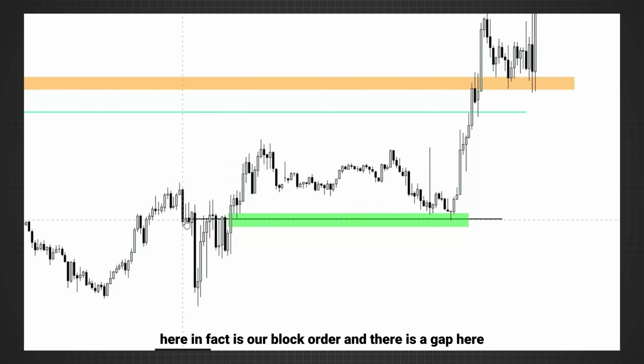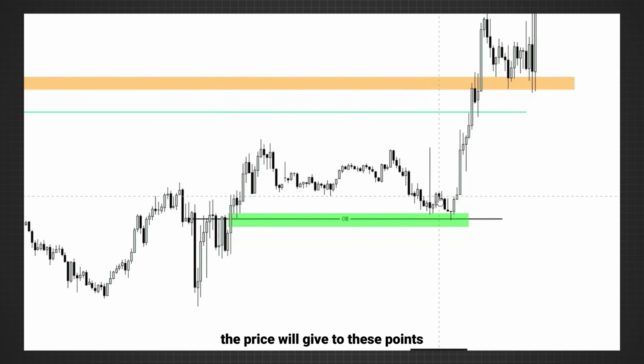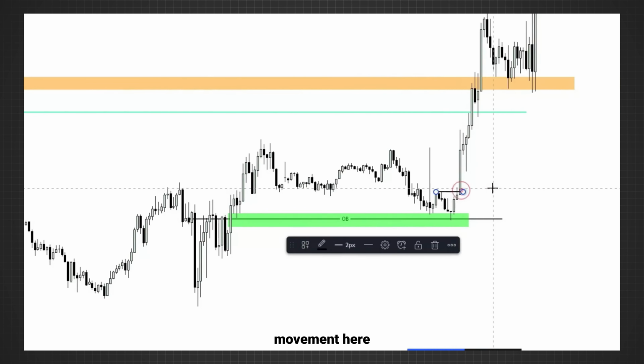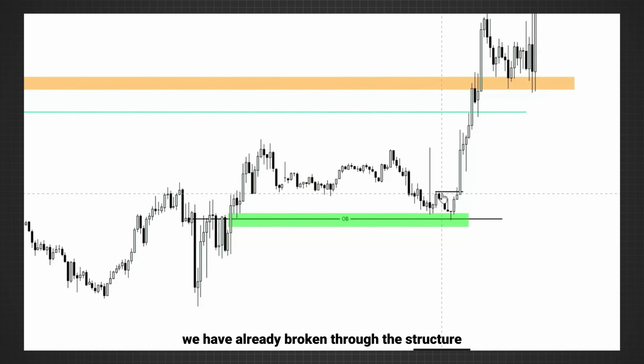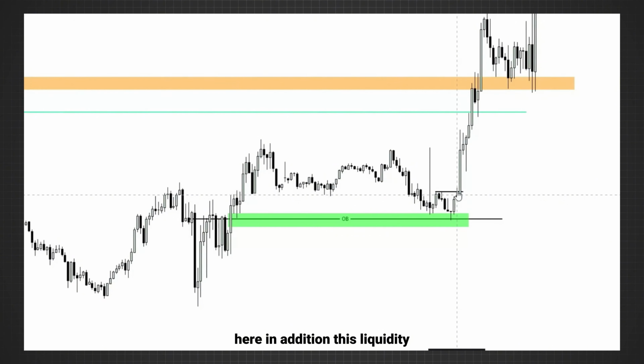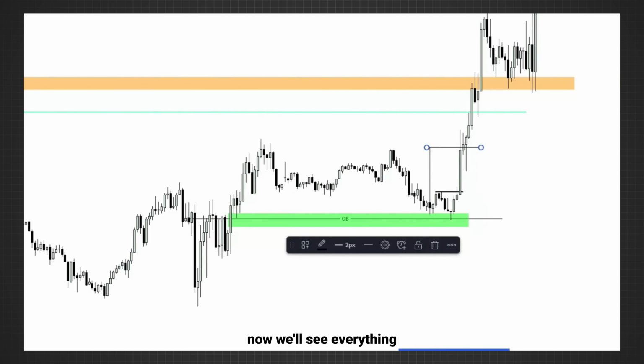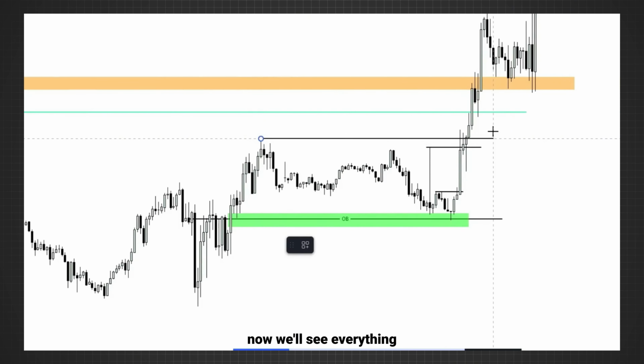Here, in fact, is our order block, and there is a gap here. We are interested to see what kind of reaction the price will give to these points. And when it touches here and breaks through the structure here, we need something additional, which will tell us about further market movement. Here we have already broken through the structure. This candle has already broken through the structure here. In addition, this liquidity, and this is at least the first target. And above this. Now, we'll see everything.